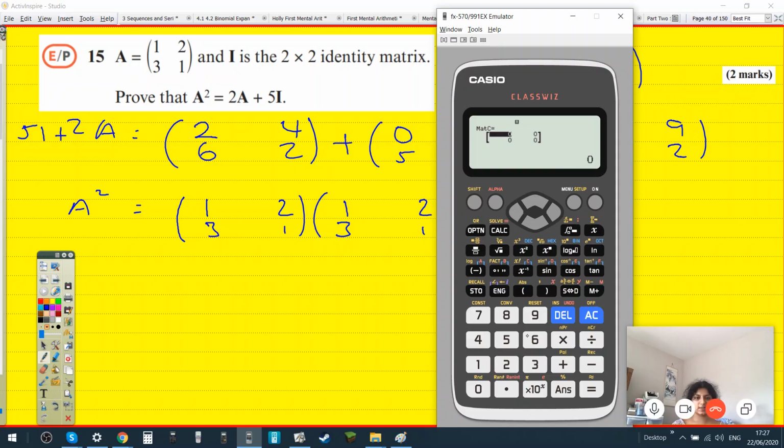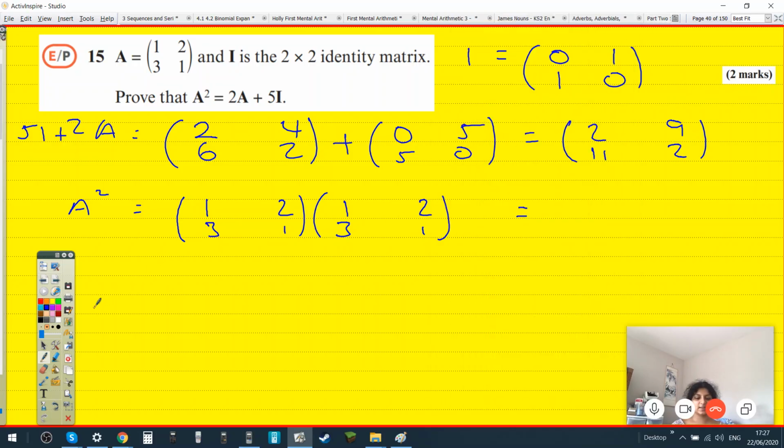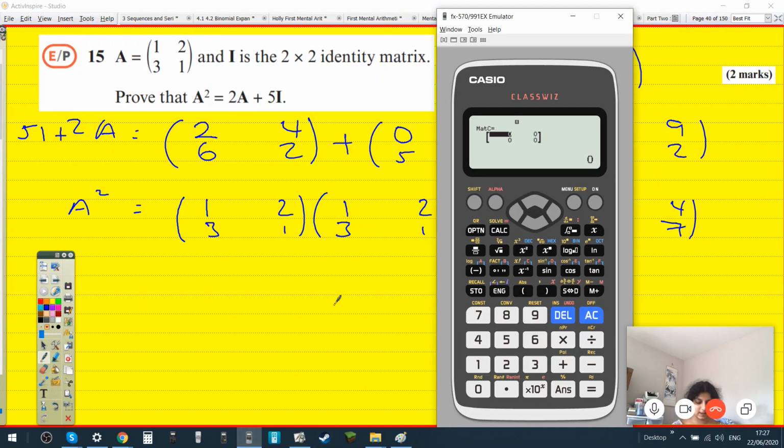7, 4, 6, 7. That doesn't look right. 7, 4, 6. Okay, they're weirdly not equal. I think I put it in right. I'm sure you did. Matrix. See, I don't know why it came out weird. Maybe I should try matrix A squared and see if it's different.